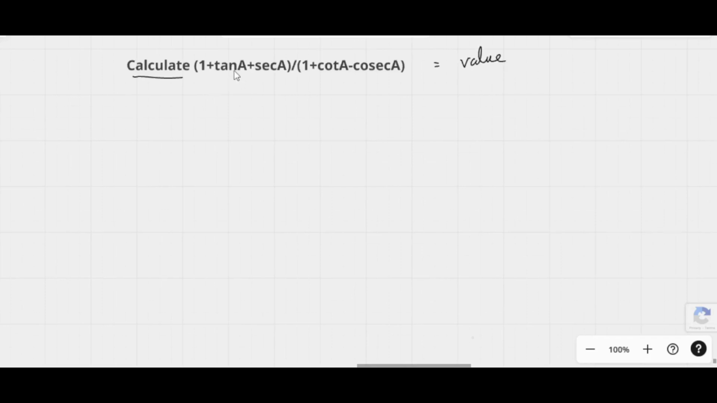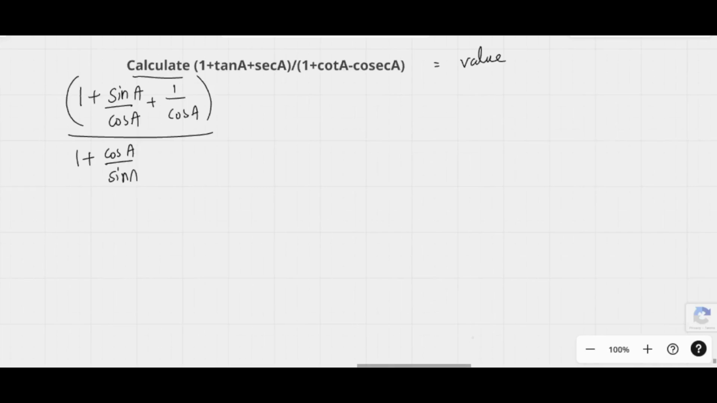So don't worry, just derive this. Tan A means sine by cos, sec means 1 by cos. What you know about the trigonometric ratios, just substitute and replace those terms here. Let us do. 1 plus tan A can be written as 1 plus sine A by cos A plus 1 by cos A, divided by 1 plus cos A by sin A minus 1 by sin A. So you have to know the ratios very well.